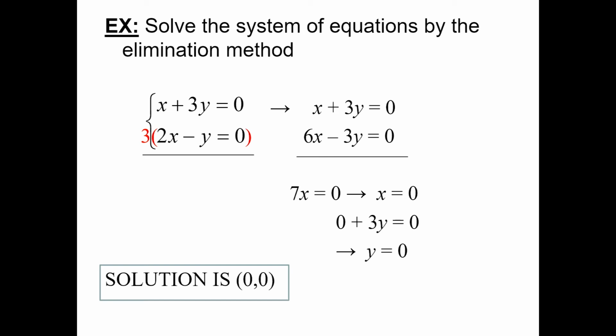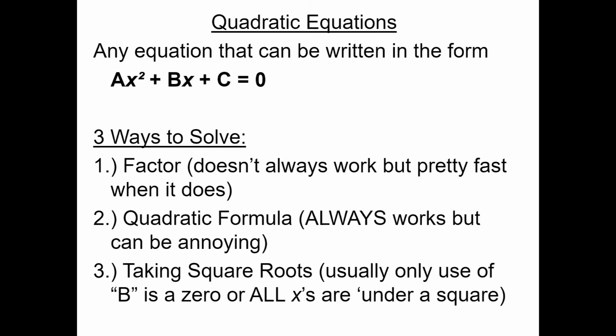The last kind of equation from Algebra 1 that you should be comfortable solving is called quadratic. Quadratic equations can always be written in this form: ax squared plus bx plus c equals 0, where a, b, and c are just constants. The three ways to solve are factoring, which is relatively quick but doesn't always work; the quadratic formula, which does always work but can be kind of annoying and take some time; or taking square roots, but this really only works when b is 0.